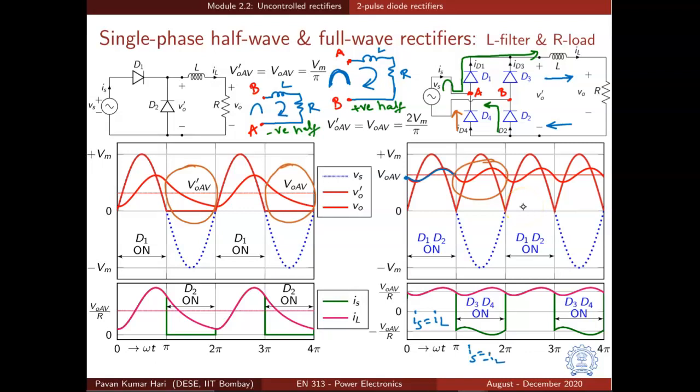So the source current will have both positive and negative values. So here is the source current over the positive and negative half cycles. It will have a positive portion and also a negative portion, and the average value of the source current is 0. So we are drawing an AC current from an AC voltage source. However, the current drawn is not sinusoidal, but we were not even drawing an AC current in the case of a half-wave rectifier. The source current had a finite average value as seen from these waveforms.